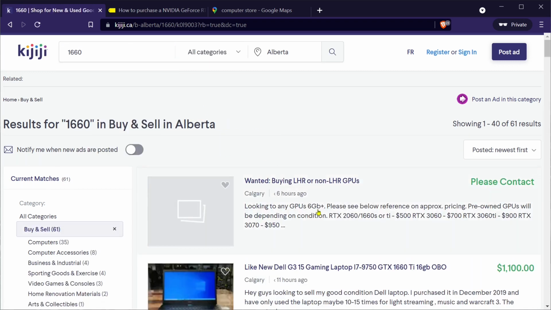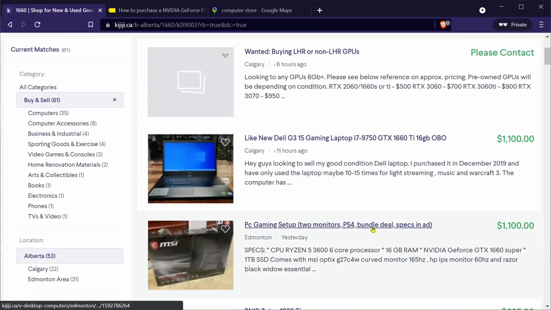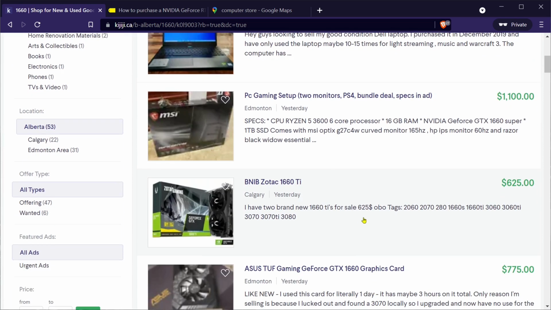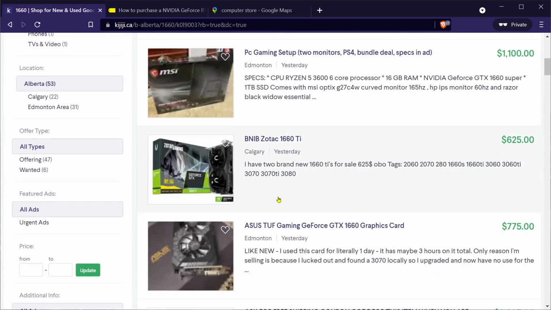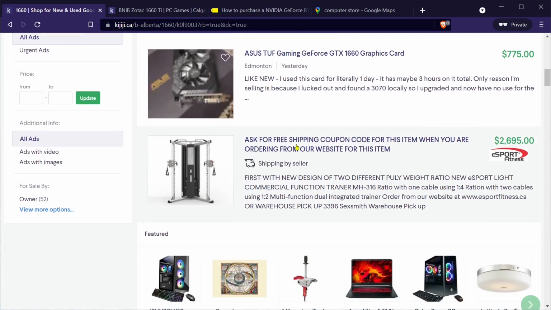That's why you have to know what the prices are. You have to know what you're willing to spend. You have to know what the hash rate is. So here you go. Here's Calgary, 625 each OBO. So there you go. This guy, you might be able to get these for 550. He said he's got two of them. That's not a terrible price.